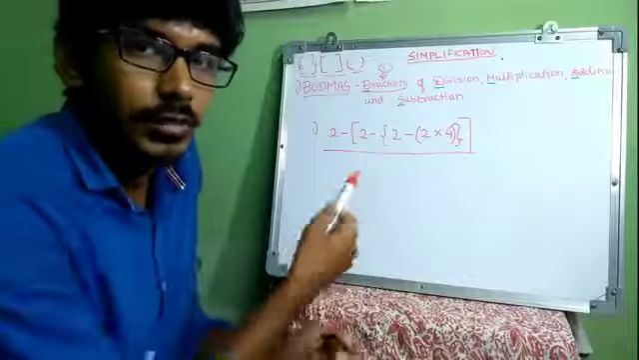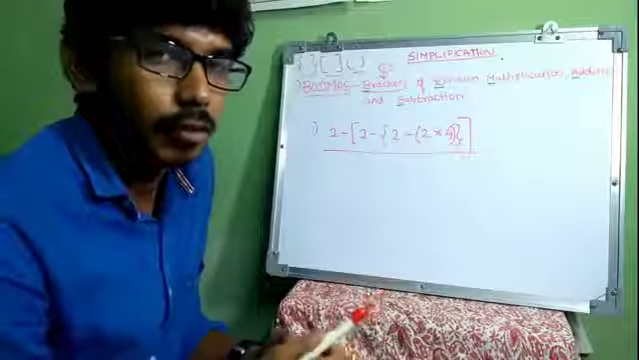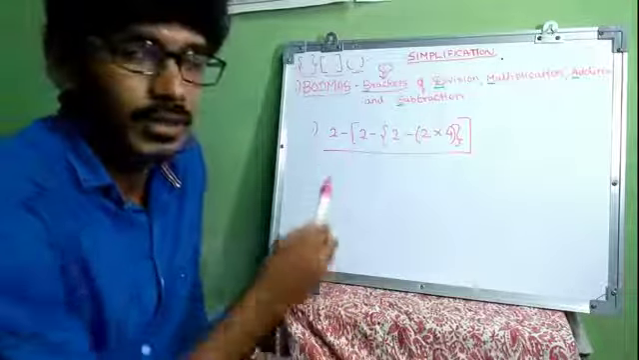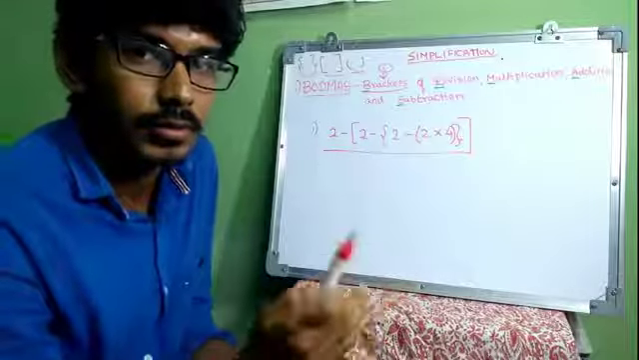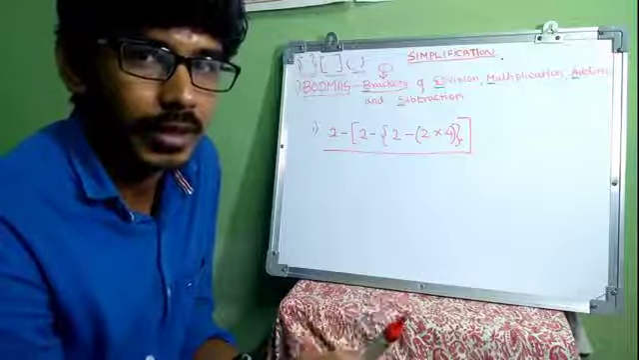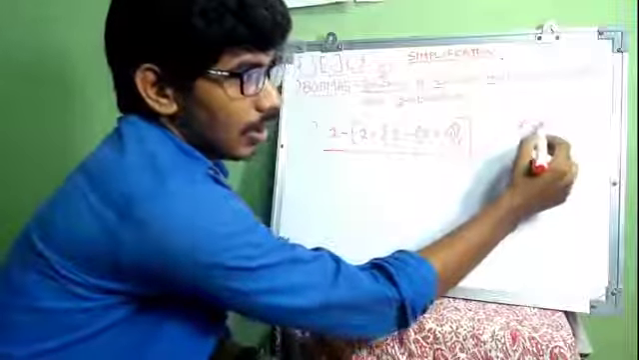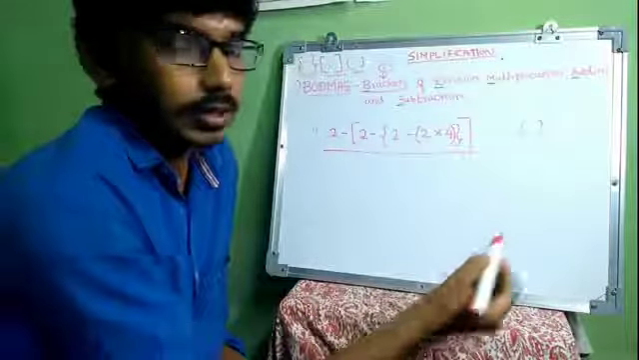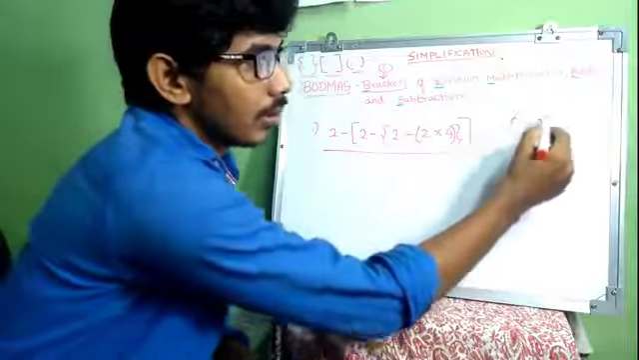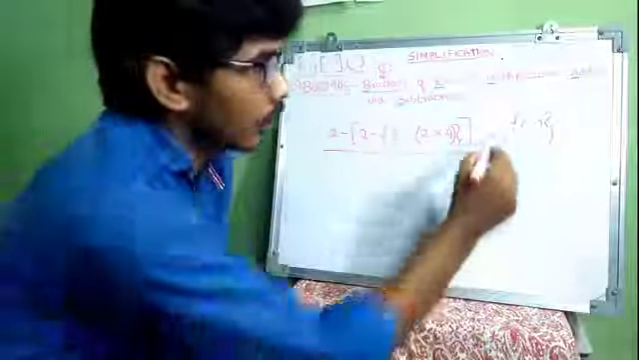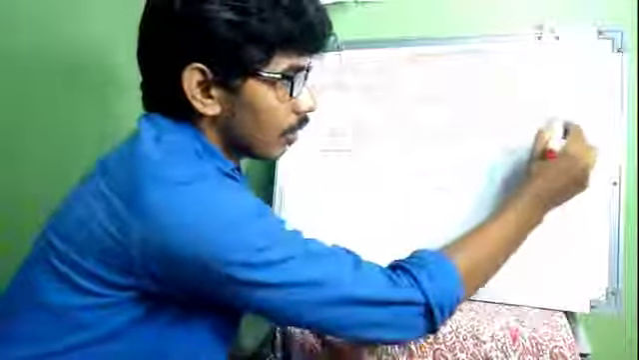First we see an example for BODMAS. Here I have one example. In the BODMAS rule, first you should give preference to the brackets. The first bracket is the closed bracket, and the second bracket is the curly bracket, and the third bracket is the square bracket.